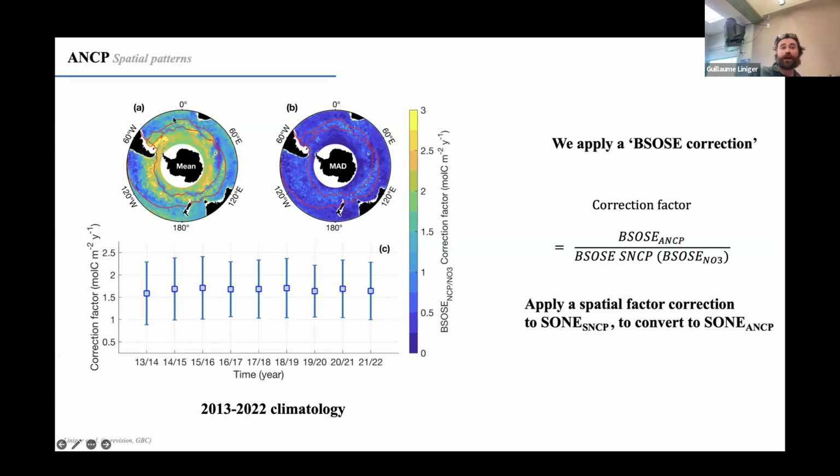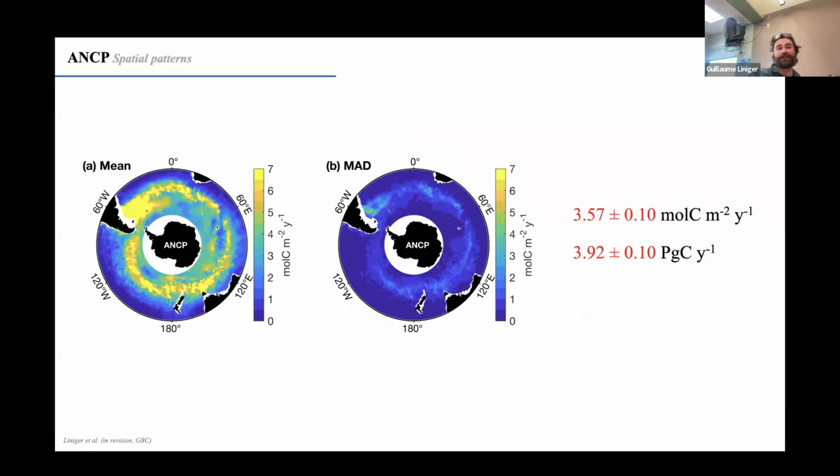So what we did is that we applied this climatological spatial correction for the 18 years of SONY SNCP data that we have. And we end up with a corrected, this time, climatological ANCP from SONY with the mean absolute deviation plotted on the right-hand side. And so what we observe is that it's the same spatial pattern with the lowest values obtained in the lowest latitude, and then it increases in this 45-50.